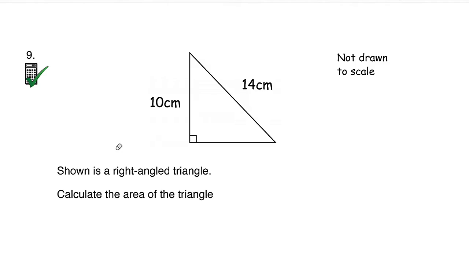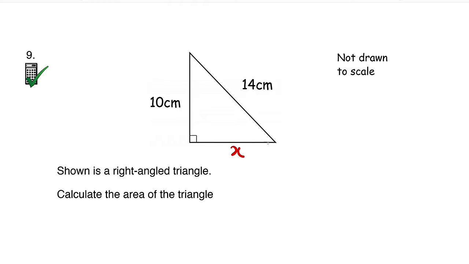Question number 9. We are given a right angle triangle here and we are asked to calculate the area of the triangle. So this is one of the applications of the Pythagorean theorem. You're asked to find the area, but definitely you need the base. The base is missing, but you have the height.